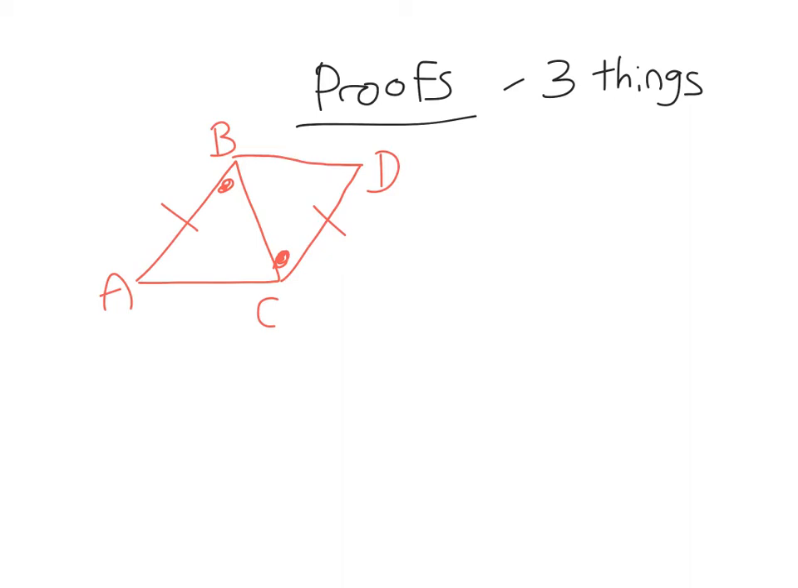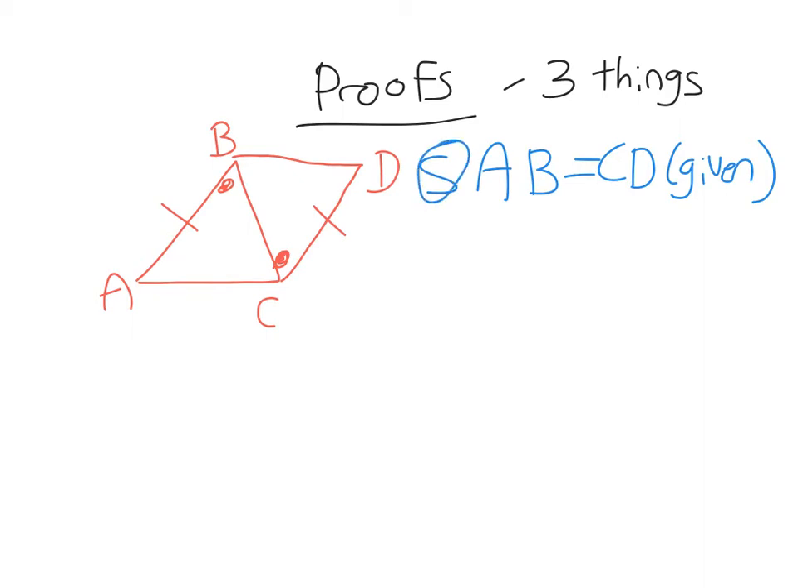So first off, we know that this side and this side are equal because they both have the 1 dash, which means they're the same length. So I say AB is equal to CD, and the reason in brackets I give is just "given". I was told that. So that's like an S, okay?